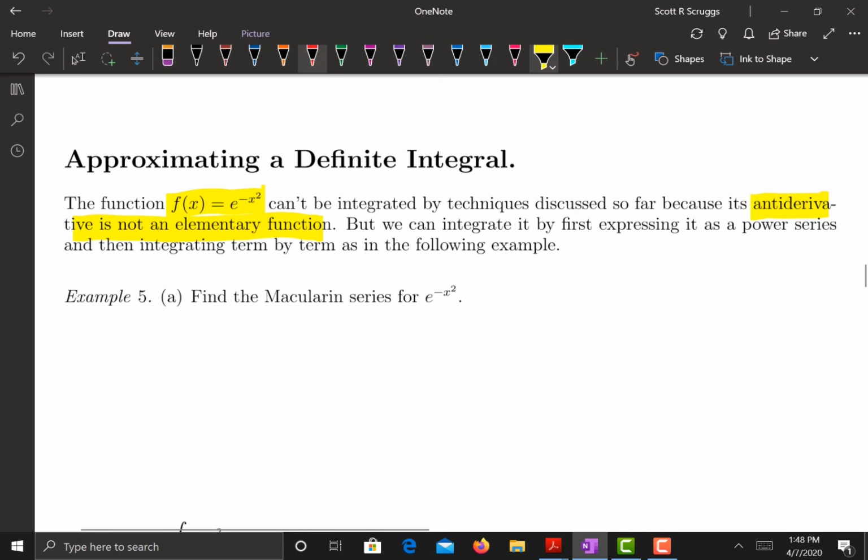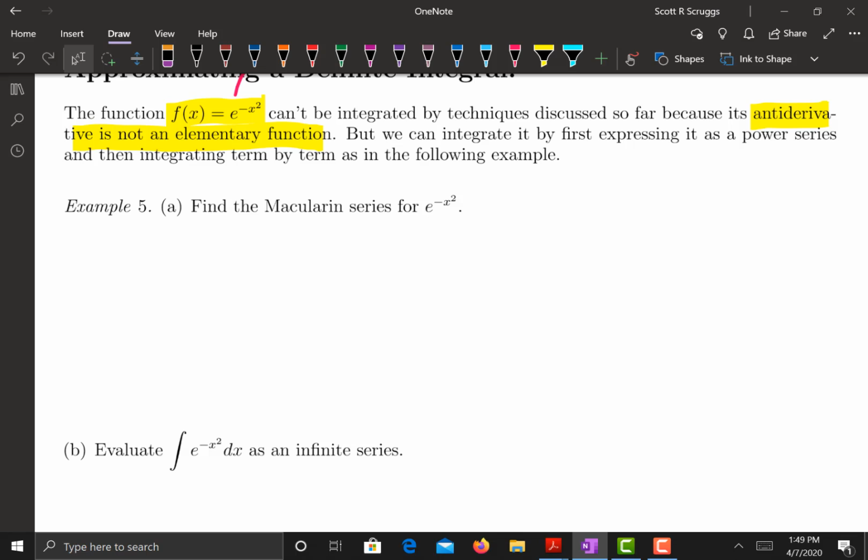You will learn how to actually take this integral, and we'll learn that in 2060, because the way that we're going to tackle that integral actually requires techniques from Calculus 3. But as of right now, I can still integrate by expressing it as a power series first and then integrating it term by term. Here's how we're going to do that.